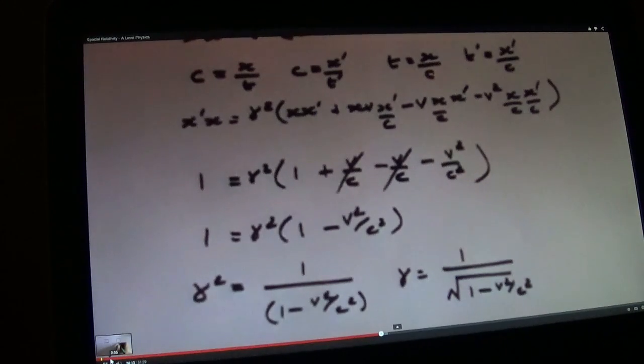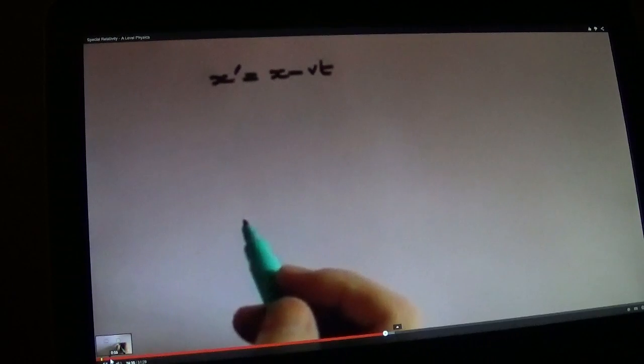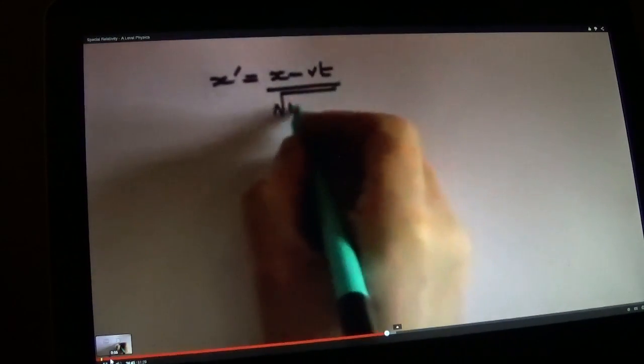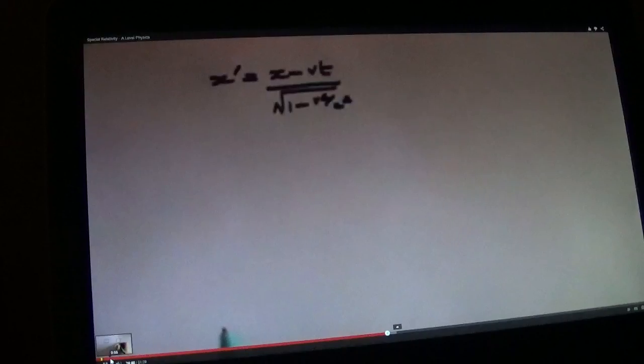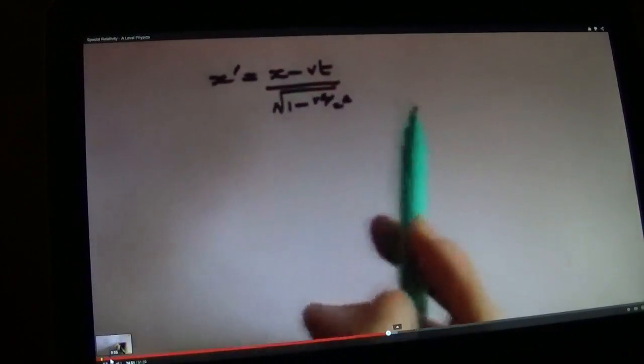Over c squared. And that gamma is called the Lorentz transform. So what we're saying is that whereas we originally wrote that x prime equals x minus vt, which was simply comparing what you think in your frame of reference to what I think in my frame of reference, what we should have done is to multiply this term by gamma, which is the error term, and gamma is 1 over the square root of 1 minus v squared over c squared. So actually, that is what we should have had, and that's the relativistic correction.